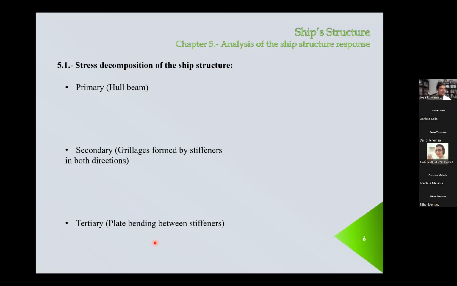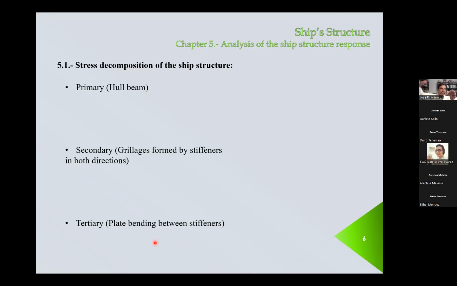Okay, and finally, for the tertiary, remember to have a discussion at the end of chapter 4. The main problem here is that if you give me the boundary conditions, the supports of the edges, I could apply Timoshenko, apply another. The problem is that in this case, the edges are neither simply supported nor clamped.